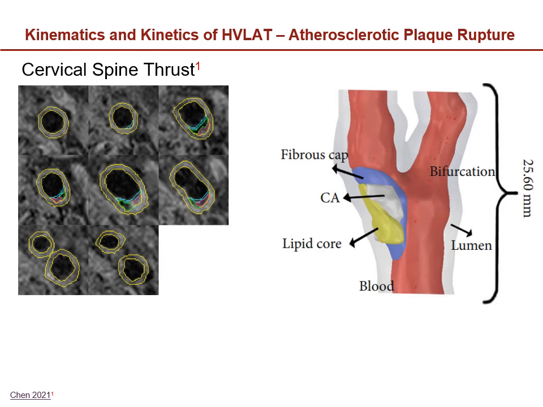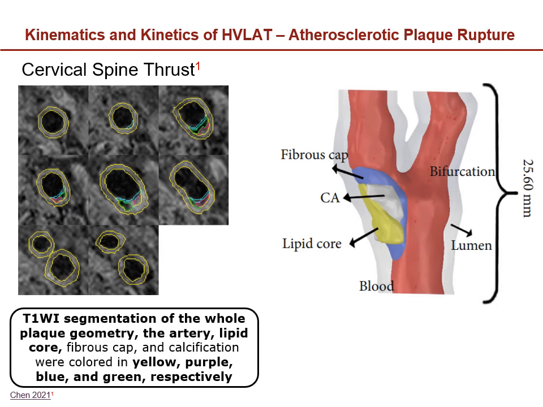On the left-hand side, you can see the cross-section of the vertebral artery, and that is taken with an MRI. So it's a T1 weighted segment of a whole lipid geometry, and the artery and the lipid core, as well as the lumen of the artery. And there are different portions of a plaque that can build up. So you have the fibrous cap, the calcification, and they've used this to demonstrate the lipid core with the coloration of yellow, purple, blue, and green respectively.